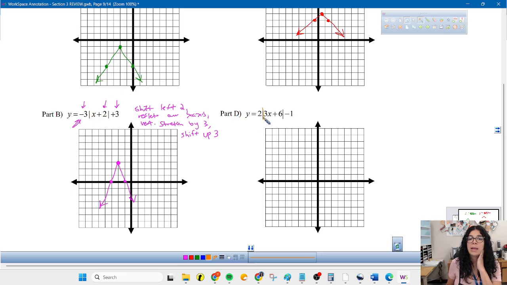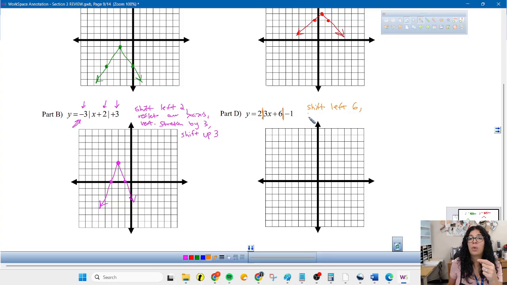Okay, now inside of this absolute value, we have two operations. We have multiplying and adding. Normally, the proper order is multiply then add. But since it's inside with x, it is the opposite. So I will deal with the adding first, and then I will do the multiplying. So it will be a shift first, and then the multiplication. So the shift, instead of being to the right 6, is to the left 6.